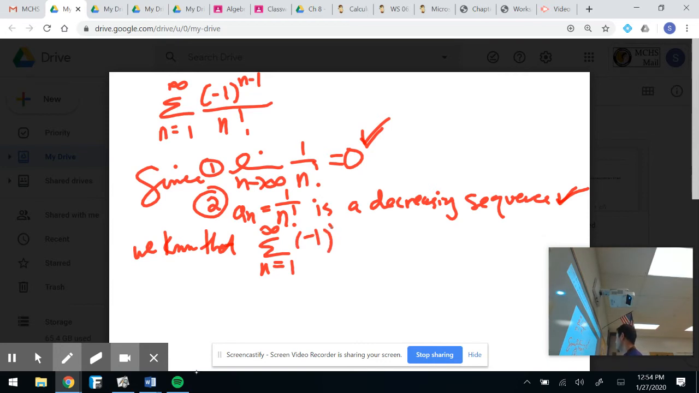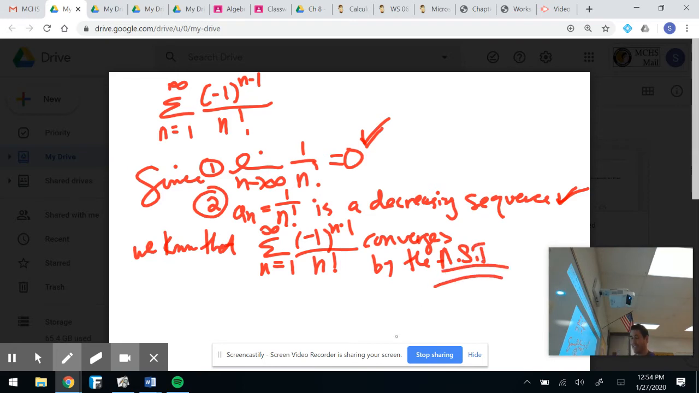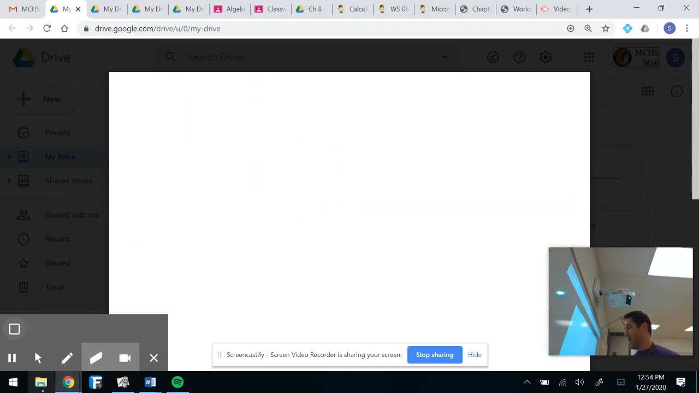Since those 2 things work out, we know that the series n equals 1 to infinity of negative 1 to the n minus 1 over n factorial converges. This is a one-way test. It converges by the AST, by the alternating series test. And that's it. That's all you have to do. How about it? It's not too bad, right? It's kind of nice when we do some difficult stuff and then come back and do a little bit of nicer stuff.